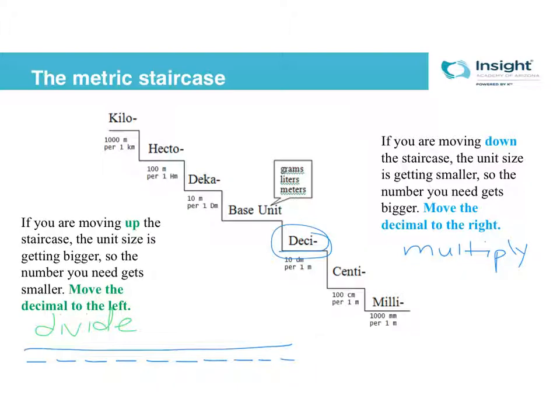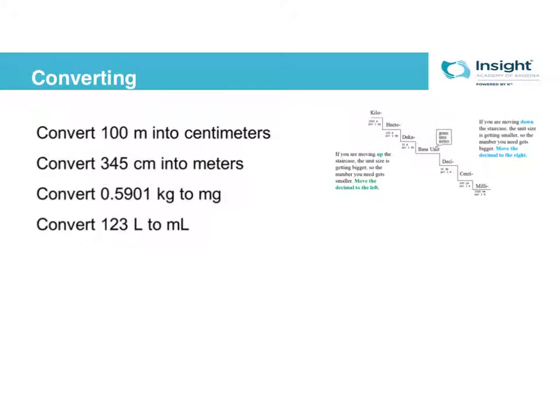All right, so let's apply this to a problem so that this sinks in. Say, for example, you need to convert 100 meters into centimeters. Just to help you grasp where your starting and ending points are, the number given to you is always going to be your starting point. So the unit on that number is where you begin. So we're starting at our base unit in meters. And then we need to convert into centimeters, so that's our ending point.